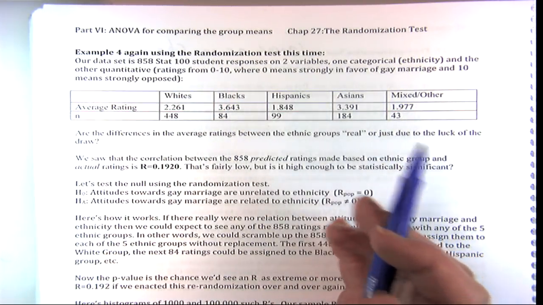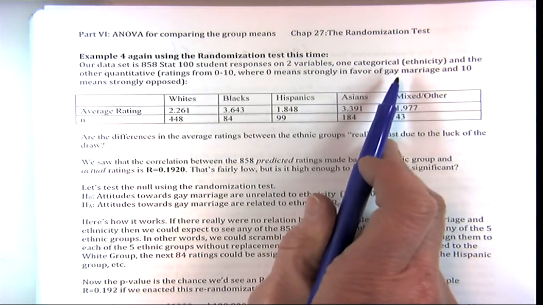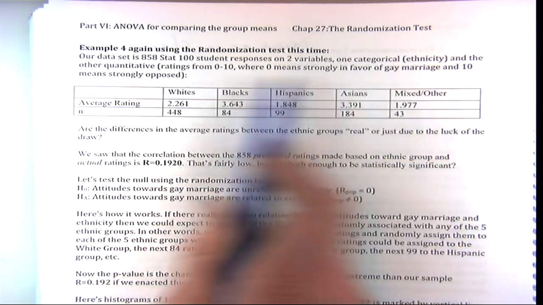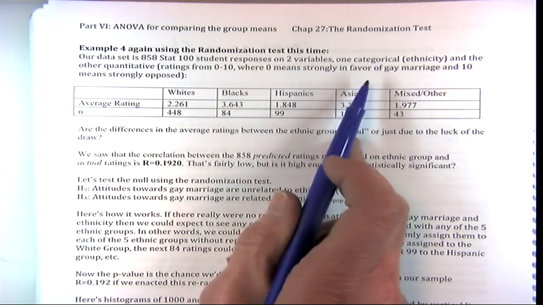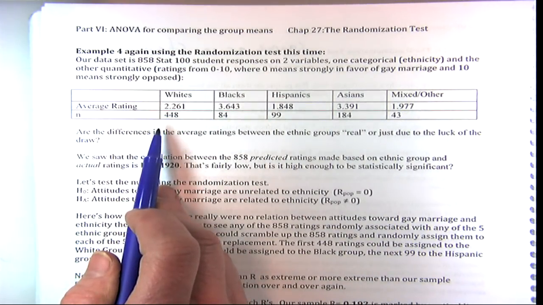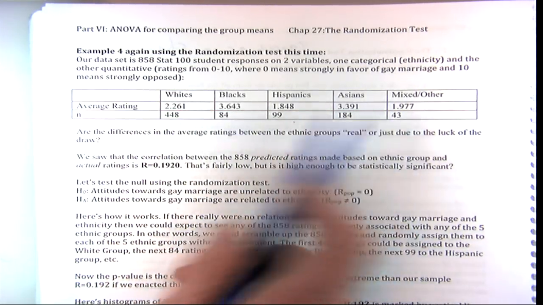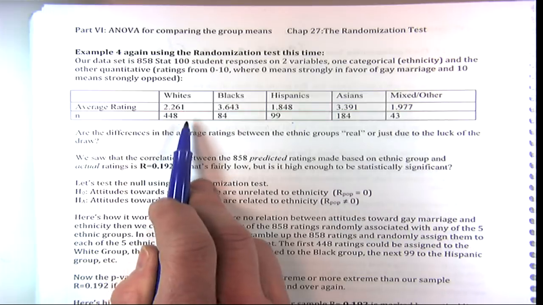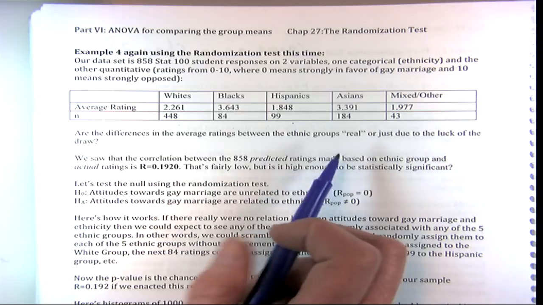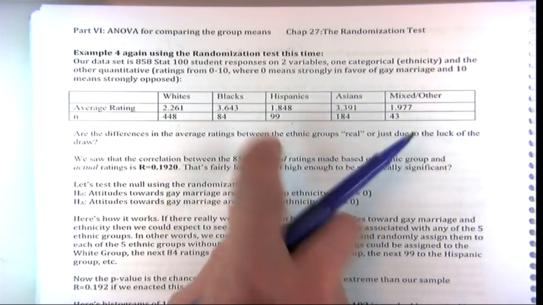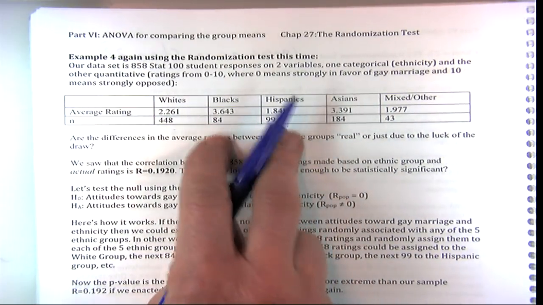It's the same idea as what we did before. We have 858 Stat 100 student responses on 2 variables. One is categorical, what their ethnicity is, and the other is quantitative, a rating 0 to 10, where 0 meant you strongly favor gay marriage and 10 means you're strongly opposed. And here we have the 5 ethnic groups. In this class there are 448 identified as white, 84 black, etc. And here are their average ratings. So we could see this was the most conservative and this was the most liberal. Right here, we looked at those two.